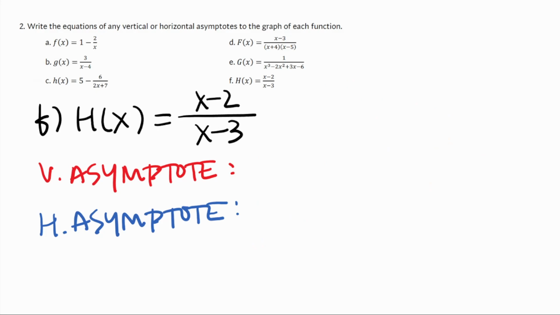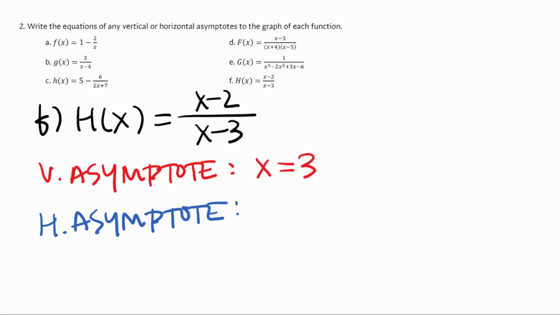And then h of x is another function, kind of like on the last problem, where really we're going to talk about this more next time. But, okay, vertical asymptote, we should be able to do that. That's where x minus 3 equals 0, that's x equals 3. Okay, that'll be the equation of my vertical asymptote.